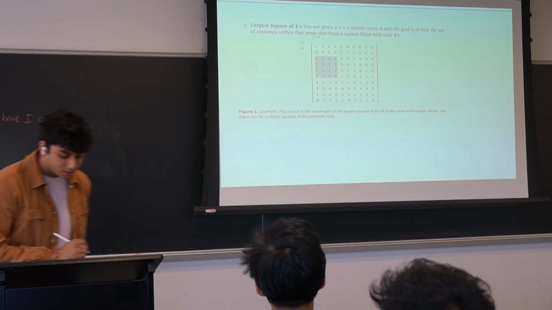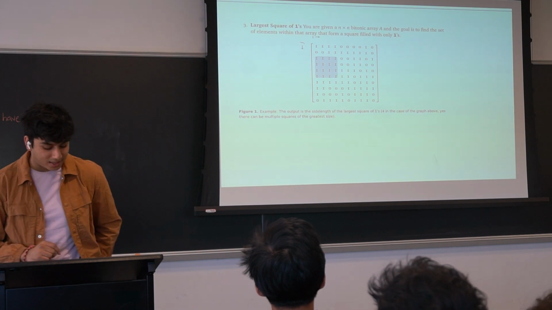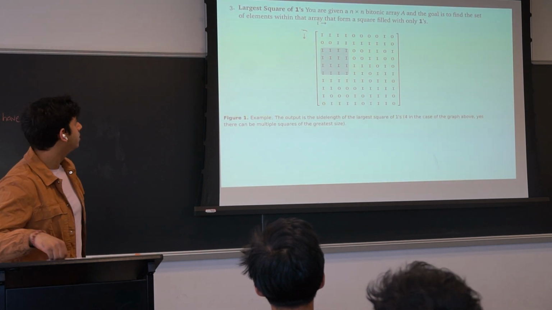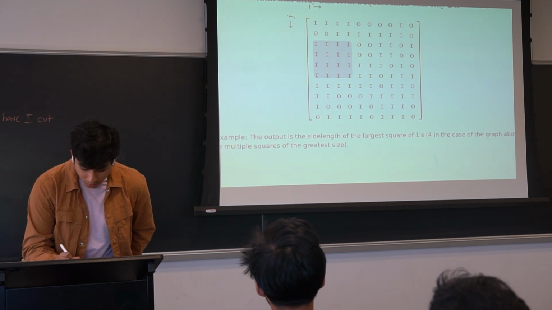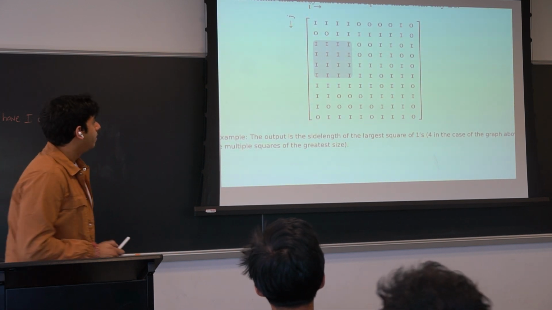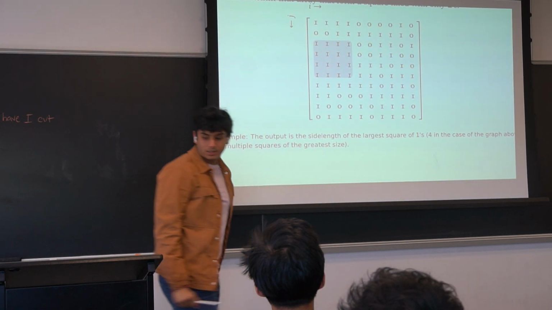So now we have a square of 1's. You're given an n by n bitonic array, and the goal is to find the set of elements in the array that form a square with only 1's. So here, we have an array that has both 0's and 1's in it. And we want to find the largest subsquare that contains just 1's. So how do we do this?